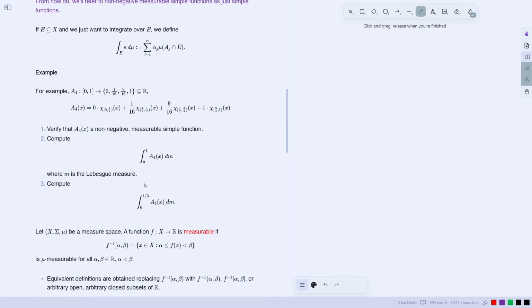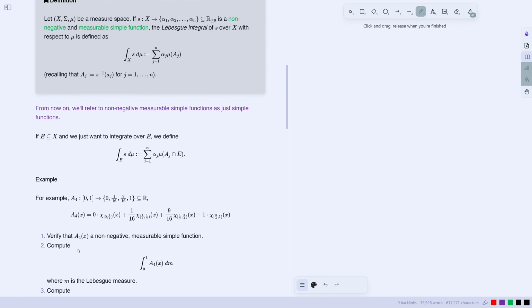Now, let's have some fun. Let's actually compute the Lebesgue integral. Oh, scary. It's actually very simple. All we're going to do is follow the definition. Okay, what did we say this is going to be? Well, let me go back up to this definition. Keep an eye on this down here.